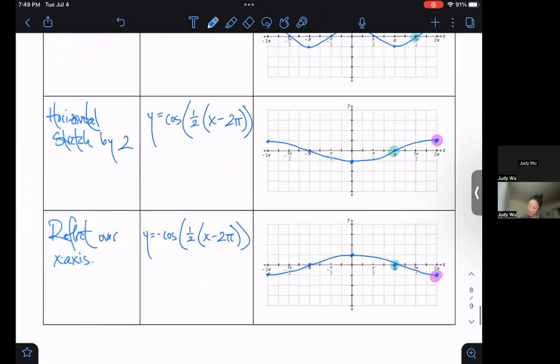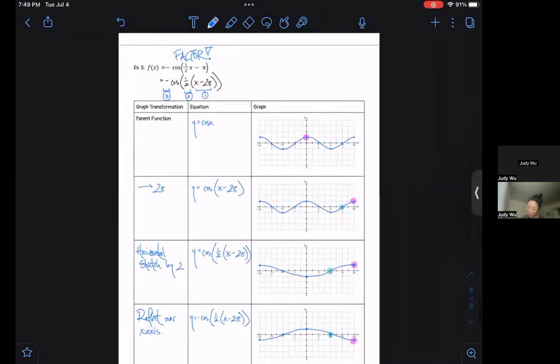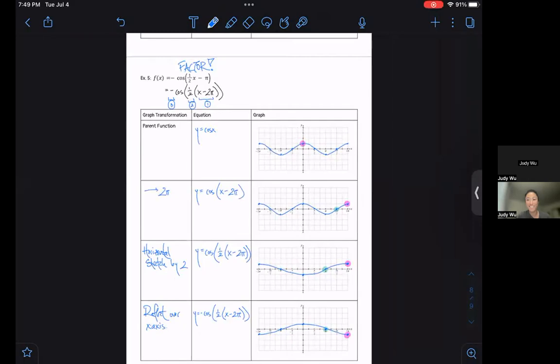Alrighty, let's get this all on one page. And that, my friends, is our last example for graph transformations. And I hope that's been a good review of some things that we've been looking at throughout the summer session already. Alrighty, I'll see you later.